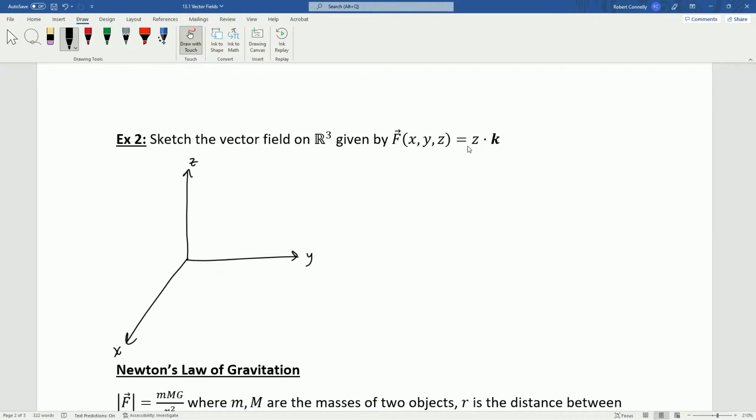Okay, so our vector field here is just z times k. So in other words, this is the vector 0, 0, z. That means each vector only moves up, and it moves up a distance equal to its z coordinate. So if we look at the xy plane, all the vectors would be 0, because z would be 0. But if we look at when z equals 1, what do we get there? Well, we get a bunch of vectors that go 0, 0, 1.